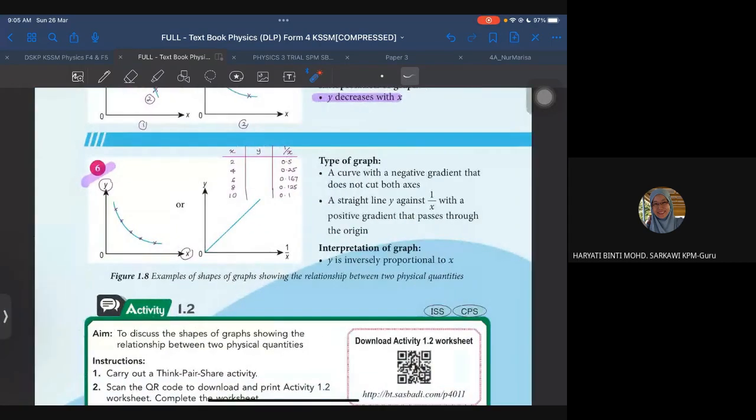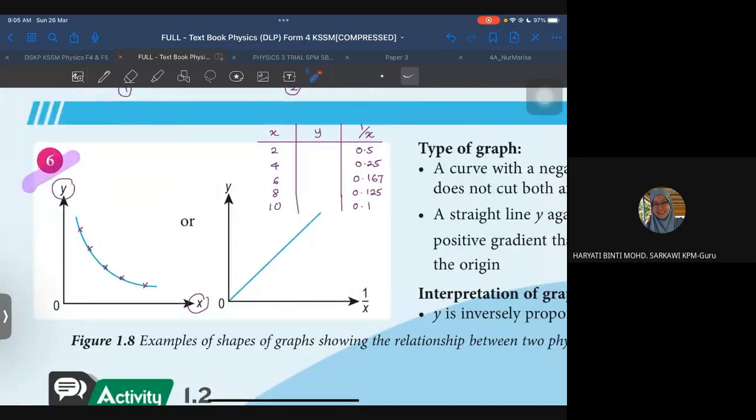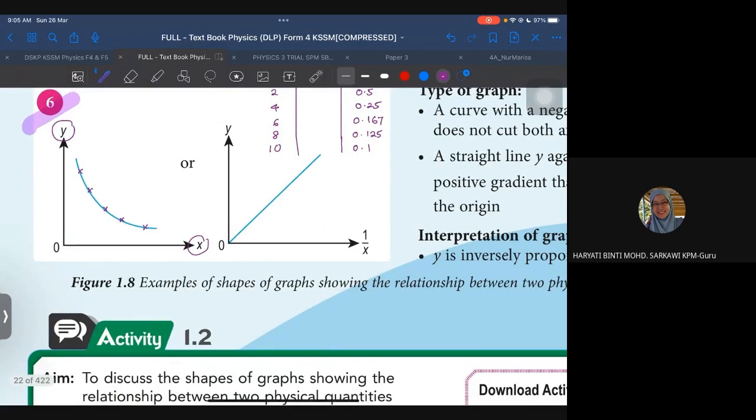So here we say that y is directly proportional to 1 over x. Okay, so here you can write y is directly proportional to 1 over x. Clear or not?